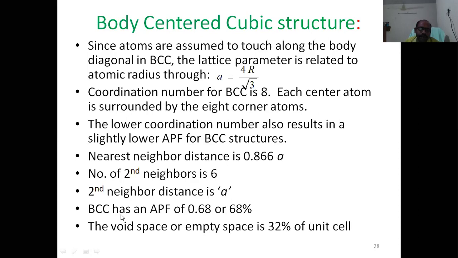Body centered cubic has an atomic packing factor of 0.68. Here the effective number of lattice points is 2. Therefore, the volume occupied by the atoms is 2 times 4 by 3 pi r cube, divided by the cell volume A cube. So r cube gets cancelled and we get the fraction 0.68. And obviously the white space is 0.32 or 32%.